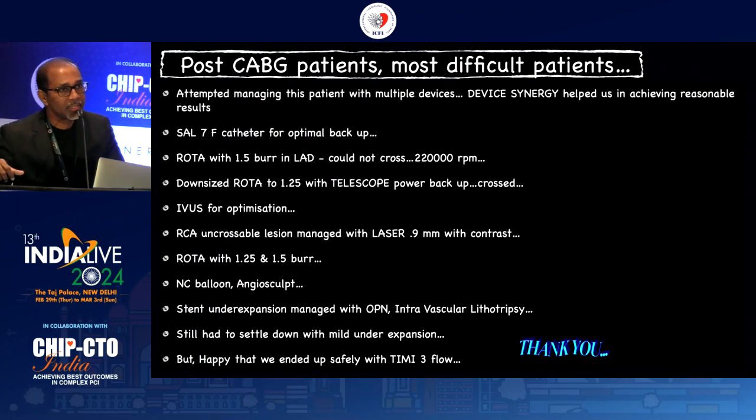So dear friends, the take-home message, the learning points for me: all these post-CABG patients are extremely difficult to manage. We attempted managing this particular patient with multiple devices, and IVUS helped us in achieving reasonable results. Short Amplatz left catheter, good backup support, rota with 1.5 millimeter and LAD did not cross at 220,000 RPM, downsized the rota to 1.25 with a power backup with the telescope 7 French guide extension catheter, IVUS for optimization. Right coronary uncrossable was managed with lasing with contrast, then rotablation with 1.25 and 1.5 burr, then non-compliant balloon, AngioSculpt, stent, and expansion was managed with OPN and intravascular lithotripsy.